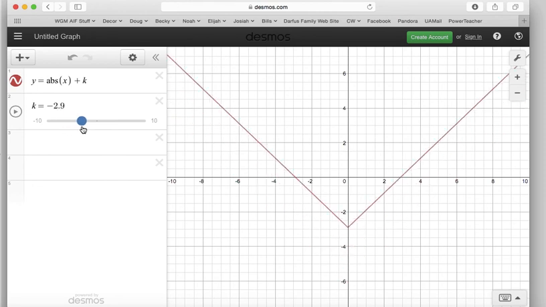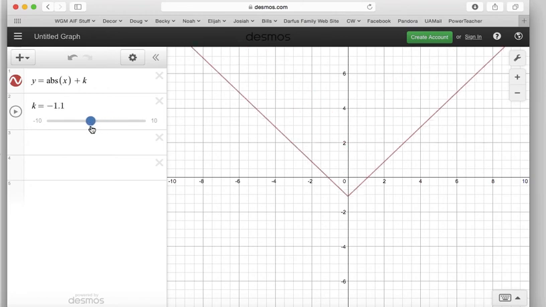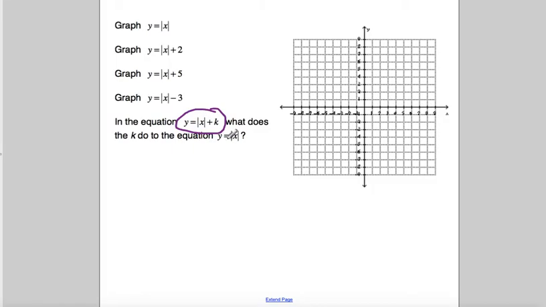And so some people say that this k moves the absolute value function up or down. Or you can say it changes the y-intercept. And so again, adding a number after the absolute value changes the absolute value function up or down.